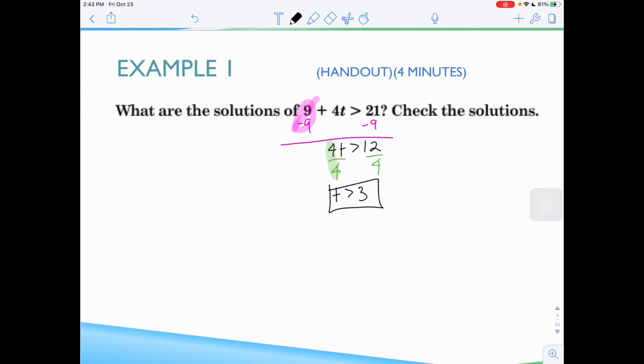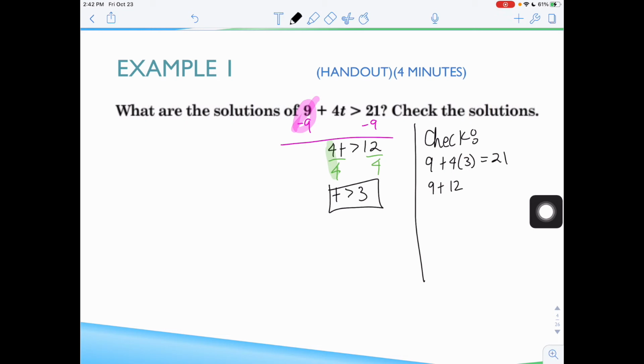Now it says to check your answers. In order to check our answers, we can do two things. The first thing we want to do is plug in the value that we got. So we're going to plug in 3 and see if that is equal to 21. So 9 plus 12 does indeed equal 21. So that's the first part of the check.